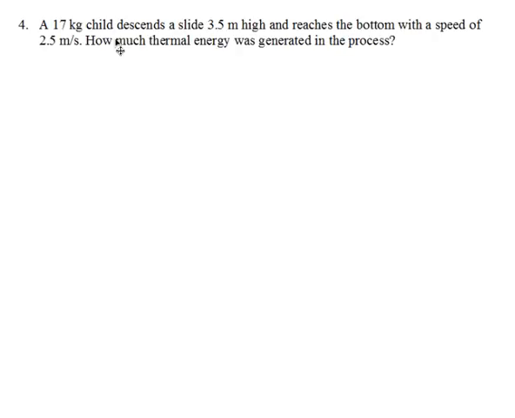A 17-kilogram child descends a slide 3.5 meters high and reaches the bottom with a speed of 2.5 meters per second. How much thermal energy was generated in the process? That word energy is in there, so you know we're going to hit some energy stuff. Let's just list what we have to begin things. So the mass is 17 kilograms, the height is 3.5 meters, and the final velocity is 2.5.